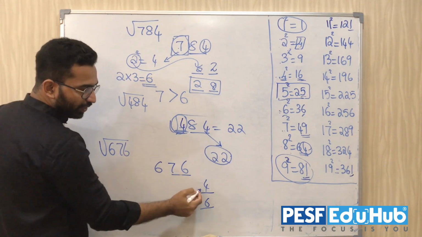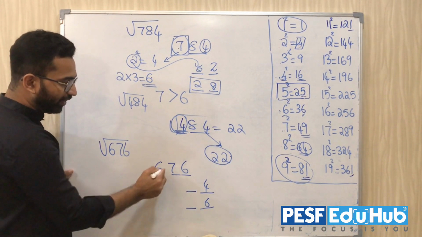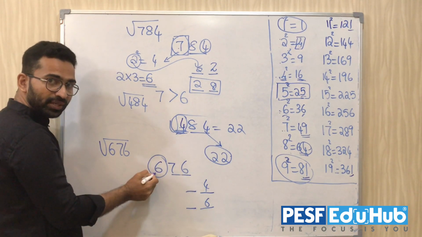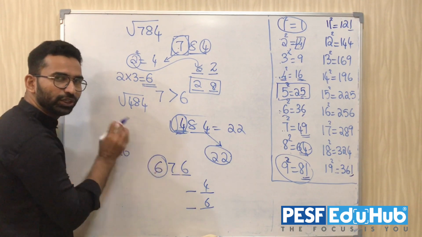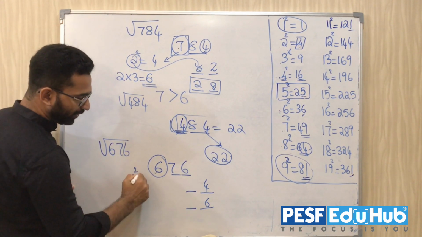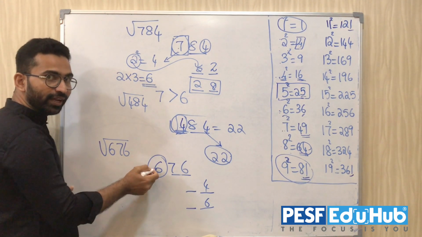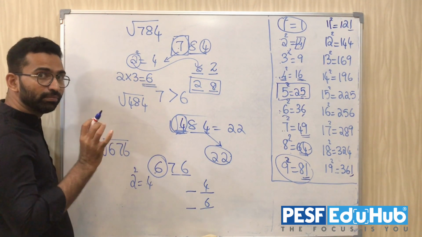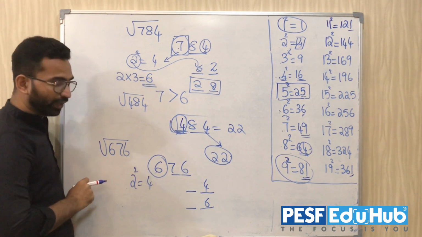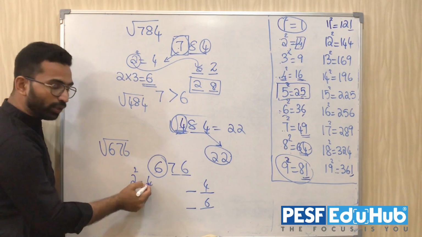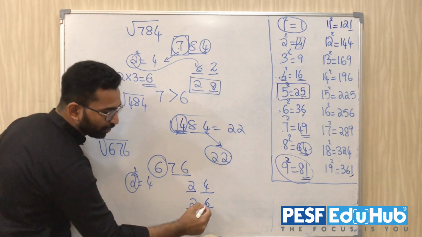Okay. Now, what about the second digit? How can we calculate? The number is 6 here. And what is the perfect square value which is closer to 6? That is 2 square. 2 square equals 4. So this 4 is closer to 6, and we are not supposed to consider the number which is more than 6. Okay. Anyways, what is the square root of this 4? This is 2. Okay. So the answer can be 24 or 26.